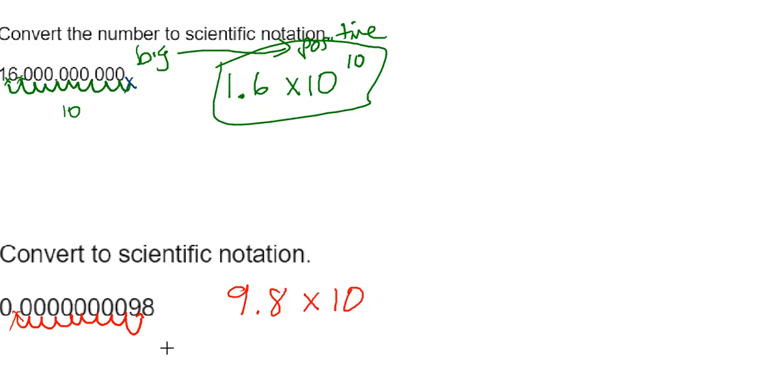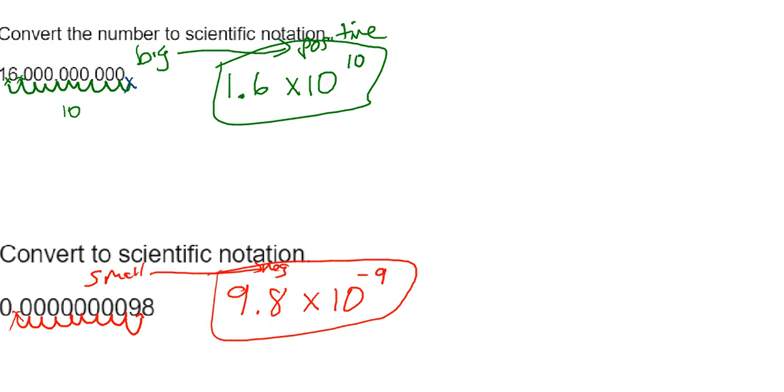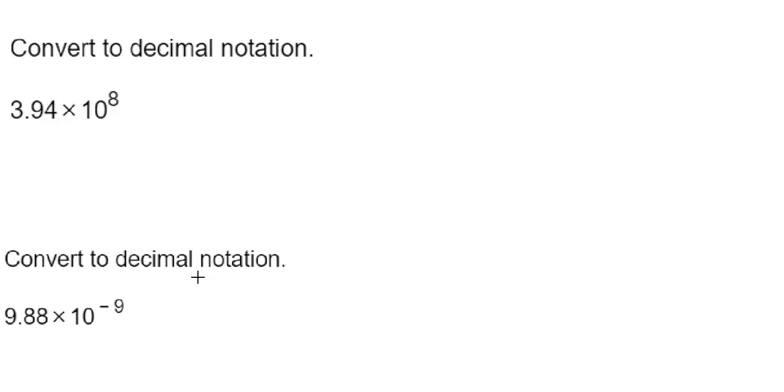The exponent here will be the number of times you move the decimal place. So it was 1, 2, 3, 4, 5, 6, 7, 8, 9 times. So I'll put a 9 there. And then the last thing I have to decide is, should that be a positive 9 or a negative 9? Well, this is a small number. Small numbers should have negative exponents. So I'm going to make that a negative 9. And that way you don't have to remember, is it to the left or is it to the right? It's just small number, negative exponent. Big number, positive exponent.